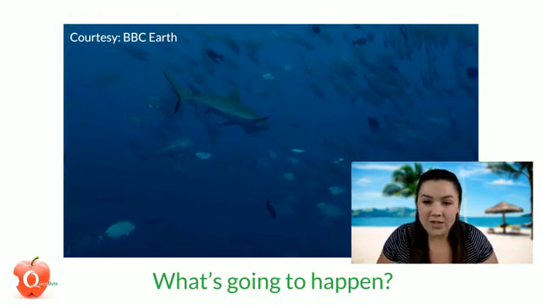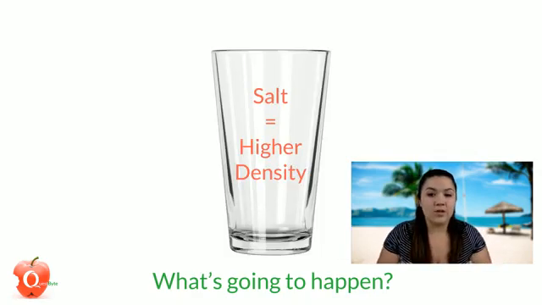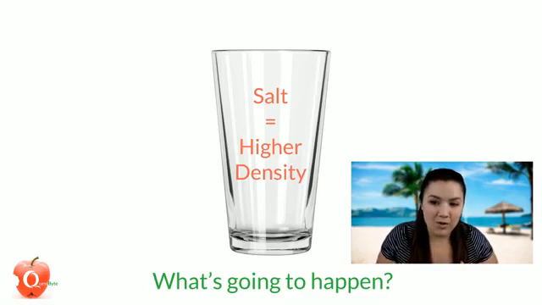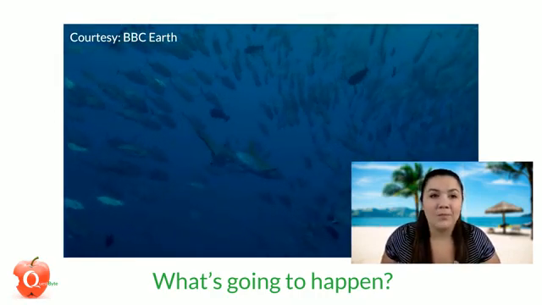So why does salt change the density of water? As the salt dissolves in the water, it adds mass or more weight to the water. This makes the water denser and thus allows more objects to float on the surface that would sink in the fresh water.